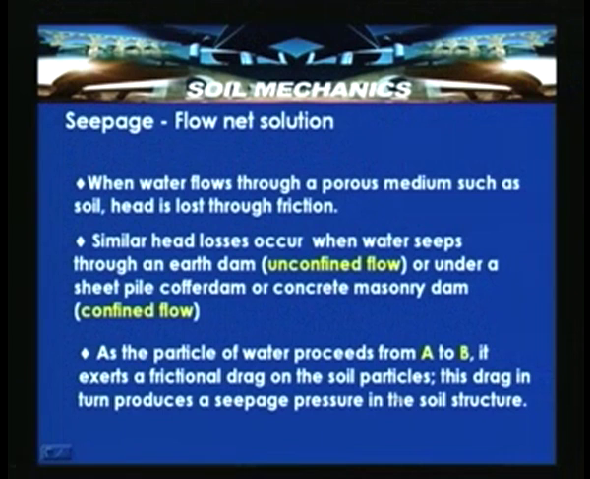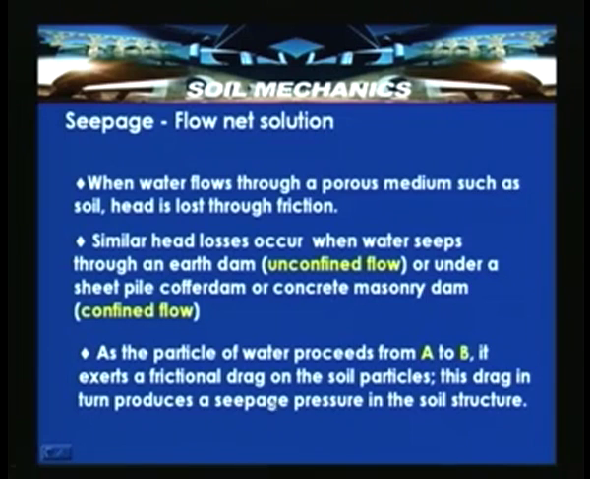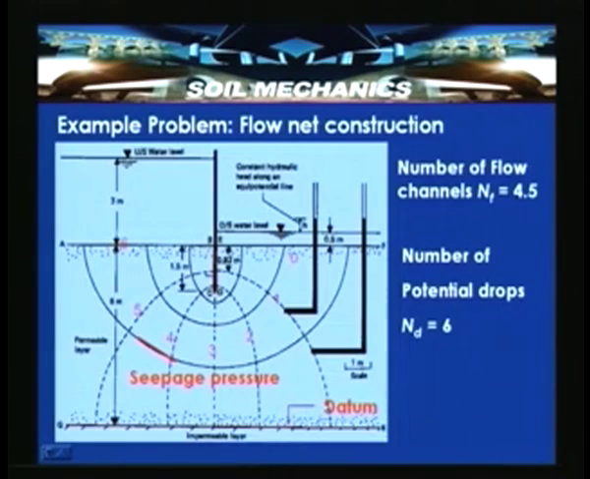As the particle of water proceeds from A to B, where A and B are the 2 points over which the flow is taking place with some potential difference, it exerts a frictional drag on soil particles. This drag in turn produces seepage pressure in the soil structure. The seepage pressure always acts in the direction of flow, that is, along the flow lines.